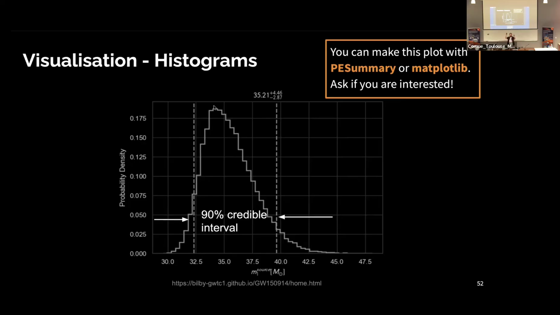And you can also look at how wide your histogram is by looking at how much probability encapsulates 90%. So that's what's shown here by these vertical dashed lines. Within that region, it encapsulates 90% probability. And if you wanted to, you can put a stricter constraint and look at only the 50% credible interval, and that would be inside this region. And what you can see on the top is the median with a plus minus, so an error associated with that. And that is your 90% credible interval there. And if you're interested, you can make this plot with psummary or matplotlib. You can ask me if you're interested.